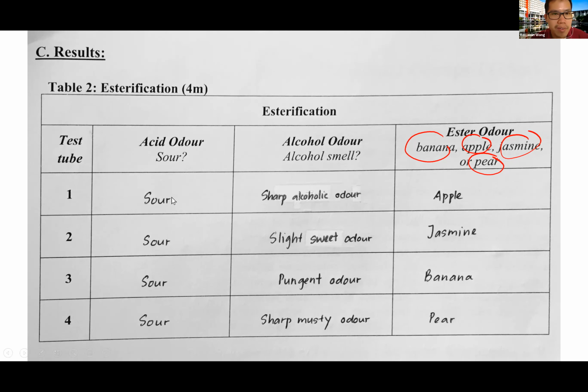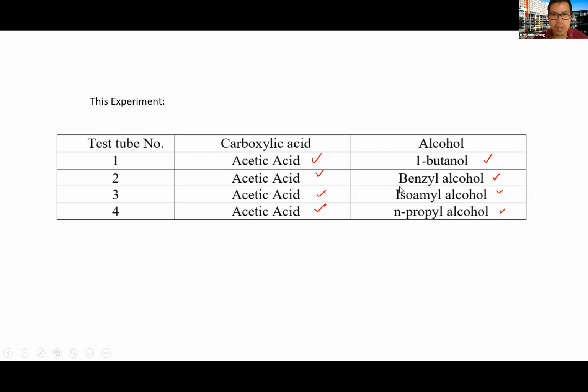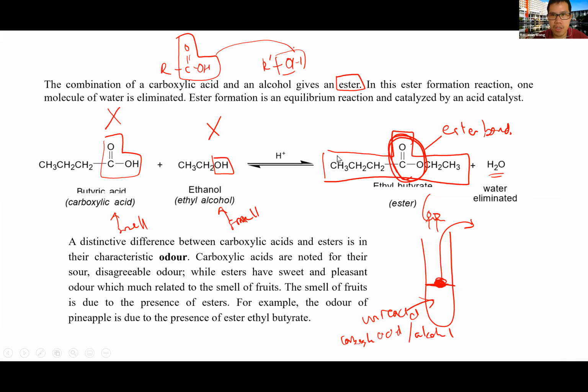So the acetic acid will have a sour taste or sour smell because it's an acid. The sourness is due to the hydrogen ion. Alcohol usually has an alcoholic smell. In this case, one of the alcohols is pungent. You can see they gave a very good description of the smell. But you can see from here the ester smell is not close to it. The reason, as I mentioned just now, is that it changed the structure. Even the physical property also changed.